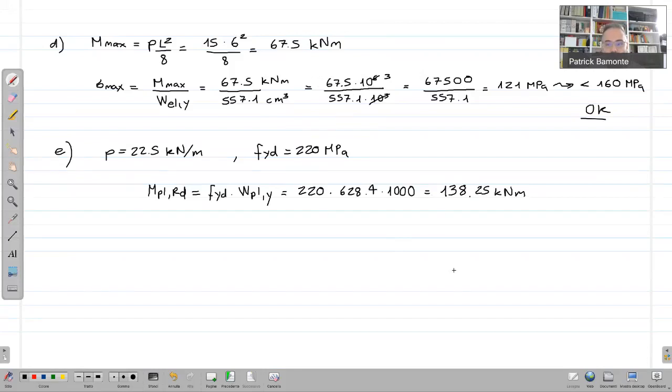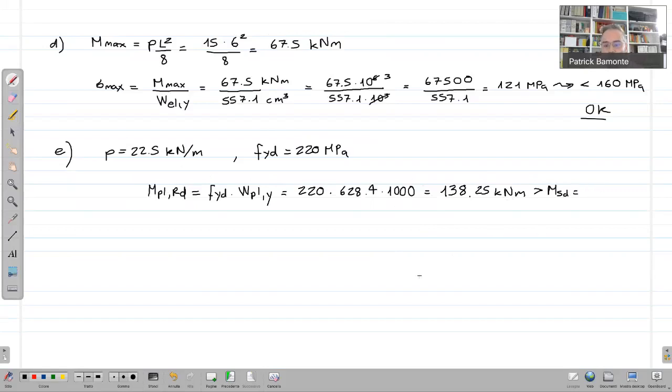How do I check the section at the ultimate limit state? I simply have to check that this, which is the resistance of the beam, the maximum bending moment the beam can sustain upon full plastification, has to be larger than the applied bending moment, which we usually call MSD or MED.